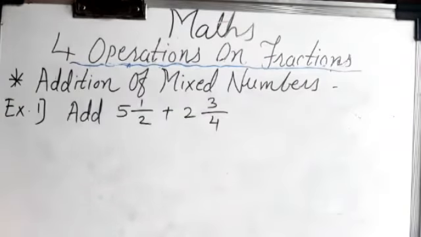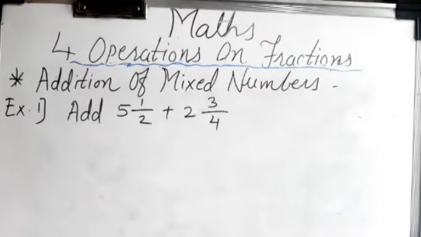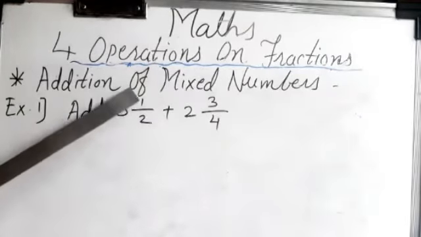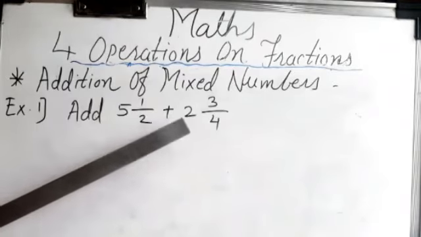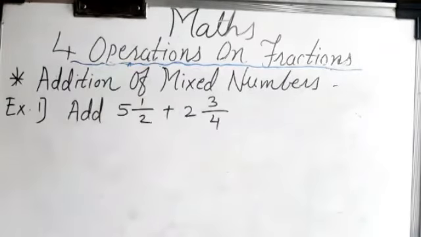Now today we are going to see our new operation, that is addition of mixed numbers. We have seen the conversions. Now let us see how to add two mixed numbers. Okay. So first example is here. Suppose add 5 and 1 upon 2 plus 2 and 3 upon 4.